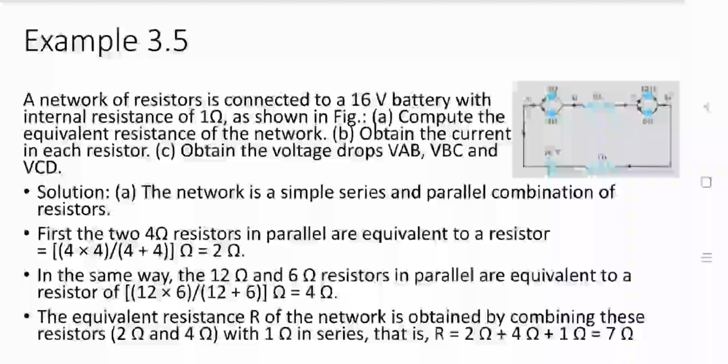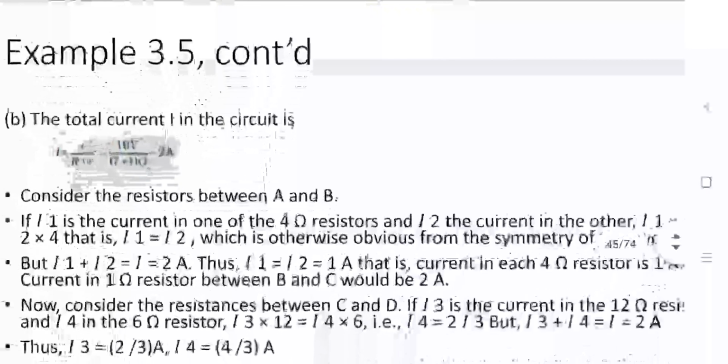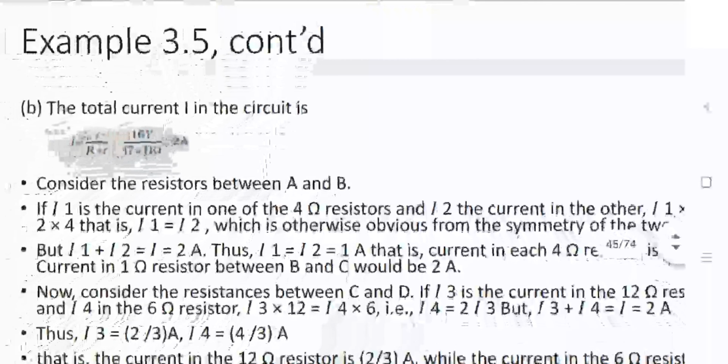Now we need to find the current. So the current equation we have is epsilon upon R plus r. Here in the example it is given that the internal resistance of the battery is 1 ohm, so small r is 1 ohm. Capital R we have obtained is 7 ohm, and the EMF epsilon is given as a 16 volt battery, so epsilon equals 16 volt. Replacing all the values over here, we get the current value as 2 ampere. That is the total current.